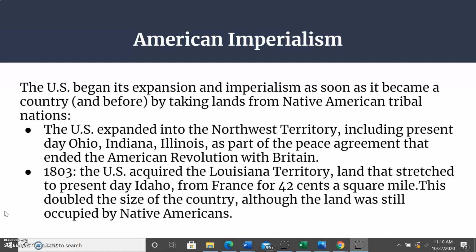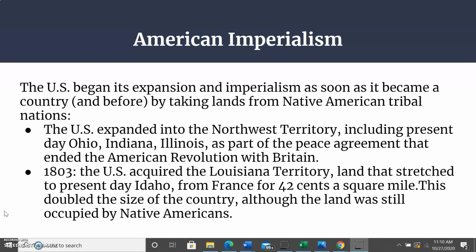But there's an argument to be made that the United States really becomes an imperial power as soon as it becomes a country, because as soon as we declare our independence, we start taking land from Native American tribal nations and start pushing westward, expanding our territory, right? And if the definition of imperialism is just a country that invades other territories and expands its territory by force, this is absolutely America engaging in imperialism, right?